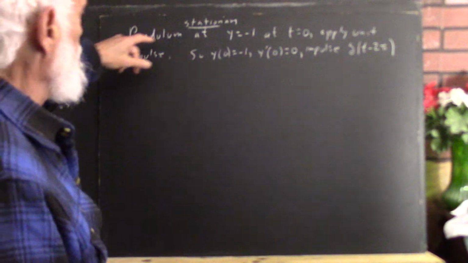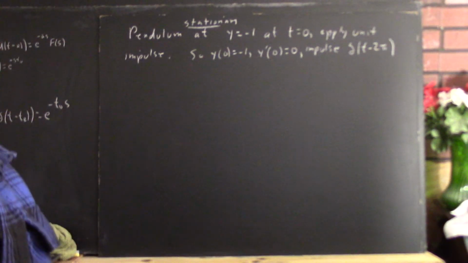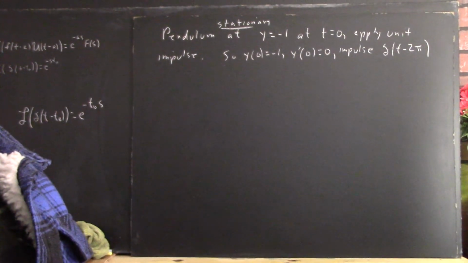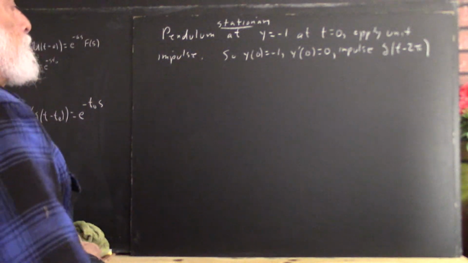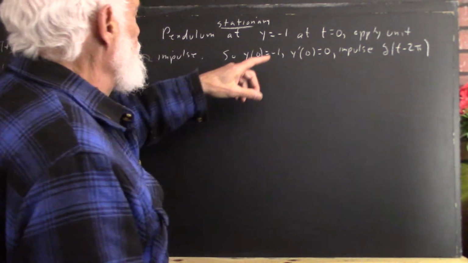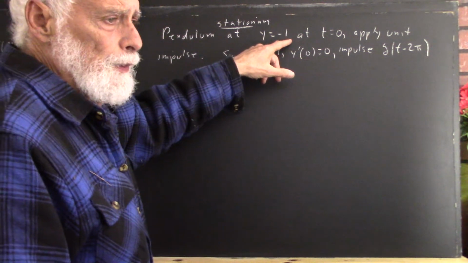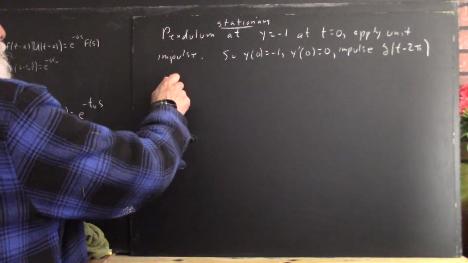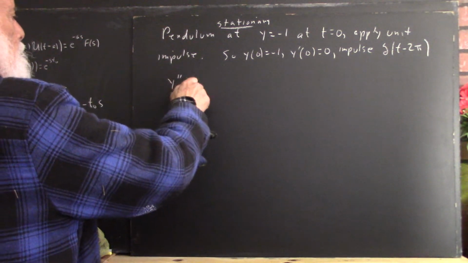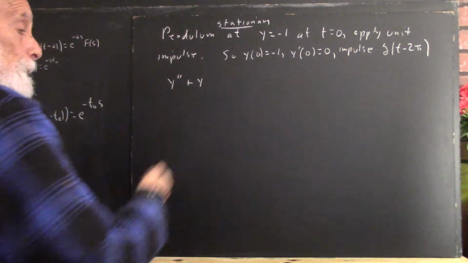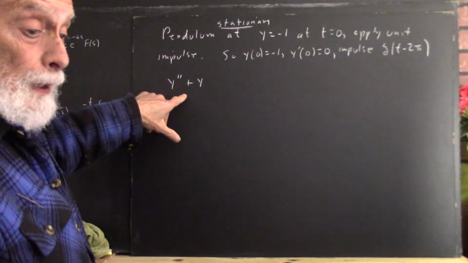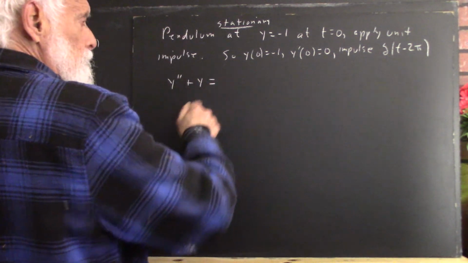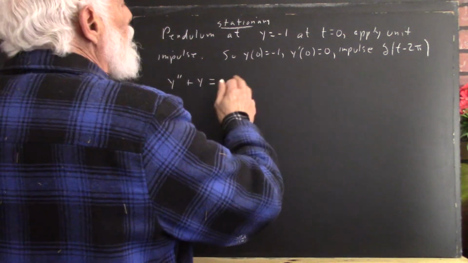Okay, so we've got a pendulum stationary at t equals 0 and at position y equals -1. Okay, so we can set up the equation. Again, this is if the pendulum is undamped. If it's damped, you'd have a y prime term in here too. You can think about how that might complicate things. Might not be too bad.